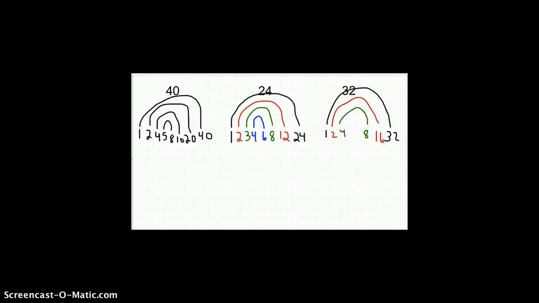Our next step is to underline all of the common factors. So the word common means same. If you have something in common with another classmate, you might have the same eye color, the same hair color. You might be from the same country. So common means the same, even with math. So what we're looking for here is all of the numbers that are the same for 40, 24, and 32.